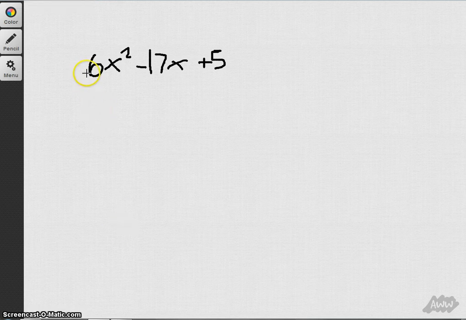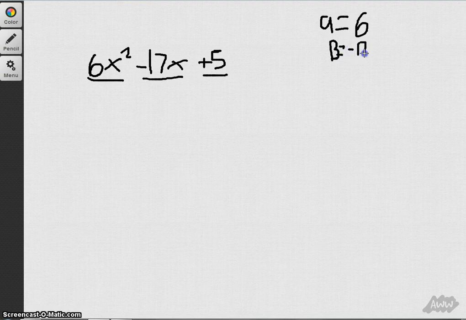So, the problem is 6x squared minus 17x plus 5. So first, 6x squared is A, negative 17x is B, and 5 is C. So then, A equals 6 and B equals negative 17 and C equals 5.